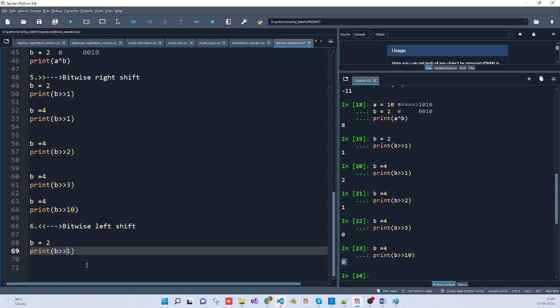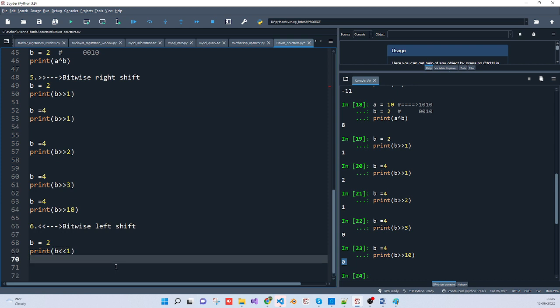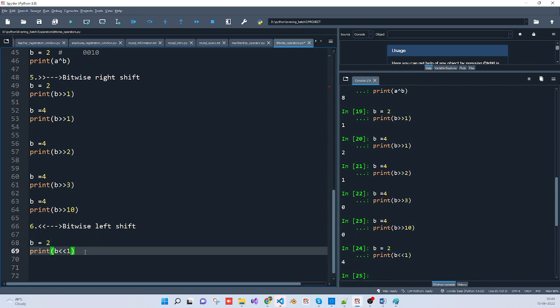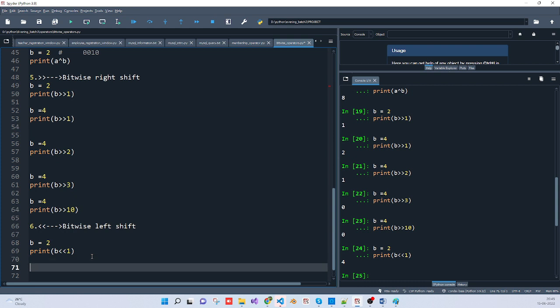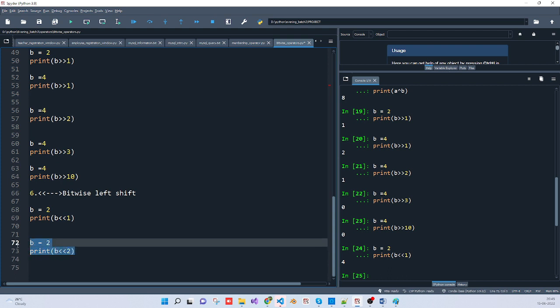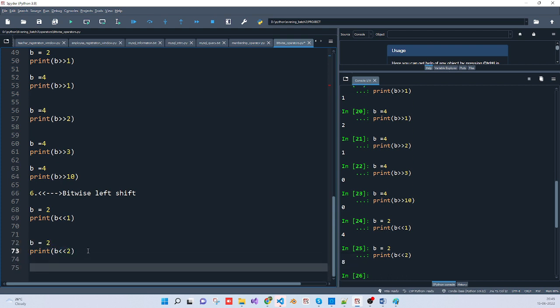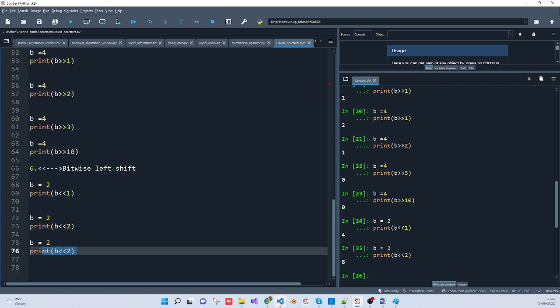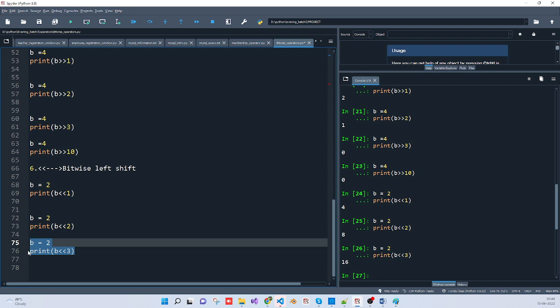Now left shift, the arrows will be left, or the lesser than symbol. Now one time if I am shifting, the output is 4. If I am shifting two times, my output is 8. If I am shifting three times, my output will be 16. Like this the number will increase. See, 2, 4, 8, 16.